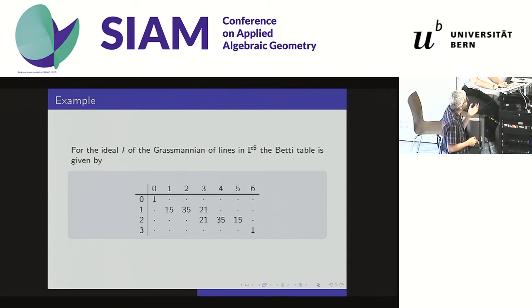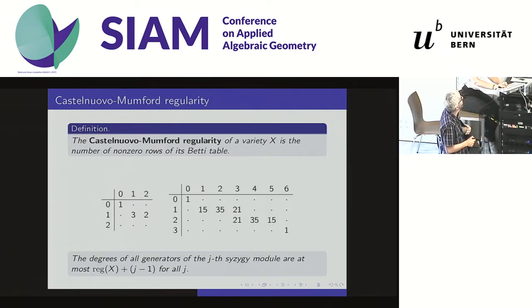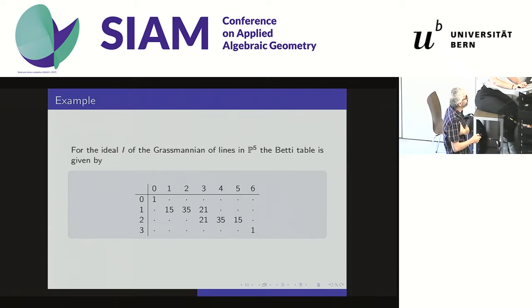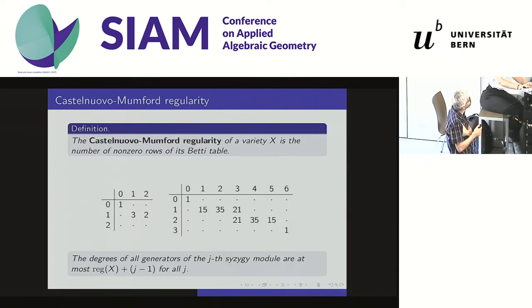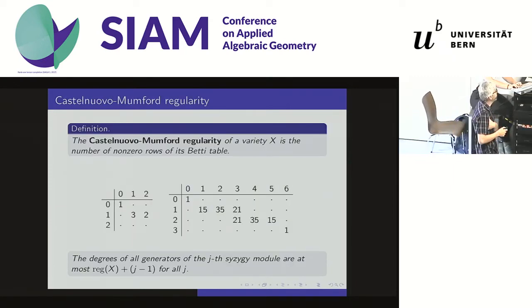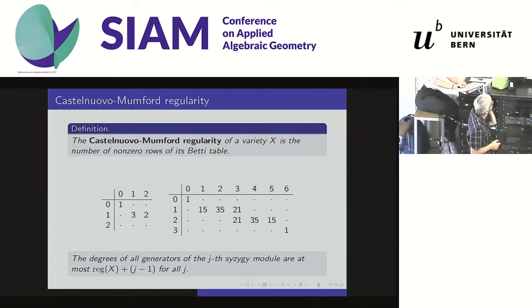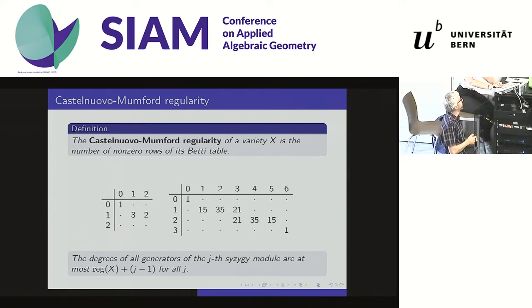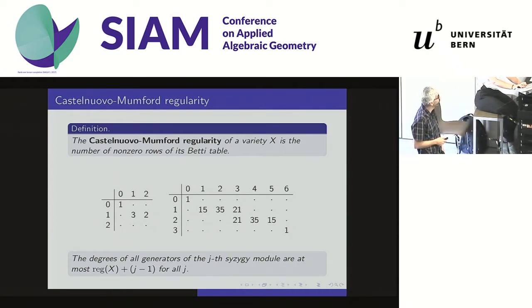And among these results, there is an understanding that the size of this table is a good measure of how complicated a variety is. And this measure of the size is the Castelnuovo-Mumford regularity. So the Castelnuovo-Mumford regularity of a variety X is the number of non-zero rows of this Betti table. So our first example is a variety of Castelnuovo-Mumford regularity 2, and our second example is a variety of Castelnuovo-Mumford regularity 4, because there are 4 non-zero rows.